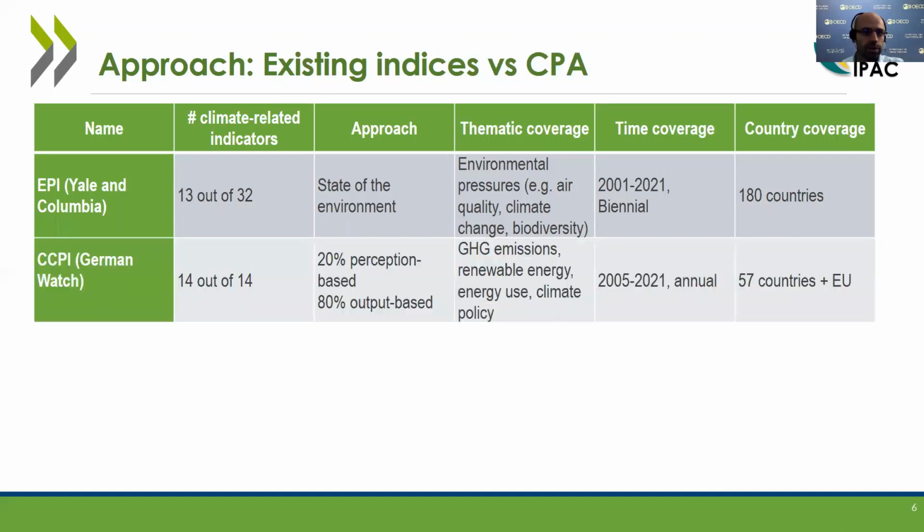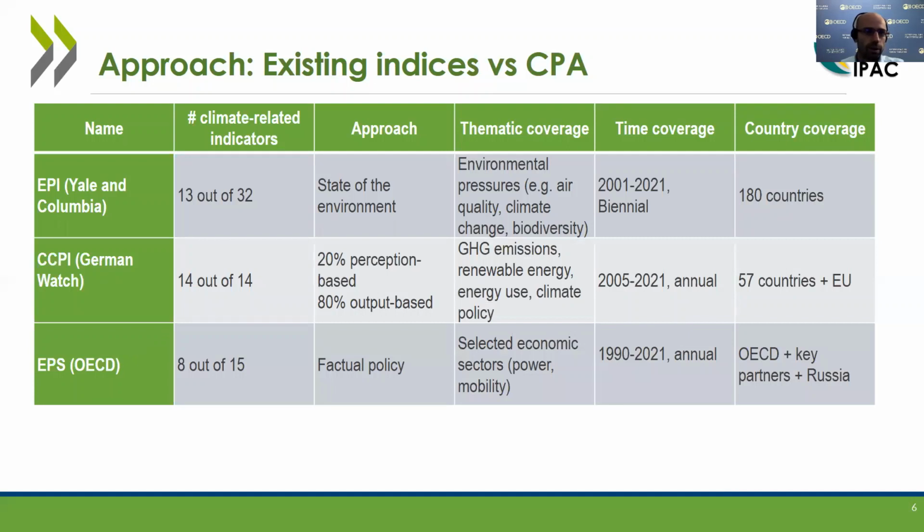So the second one is the CCPI, the Climate Change Policy Index. So here all indicators are actually climate related. 20% of them are perception-based, so essentially expert reviews or expert opinions, and 80% are output-based, for example, trends in greenhouse gas emissions or energy use. So that roughly corresponds to the category emissions of the IPAC dashboard.